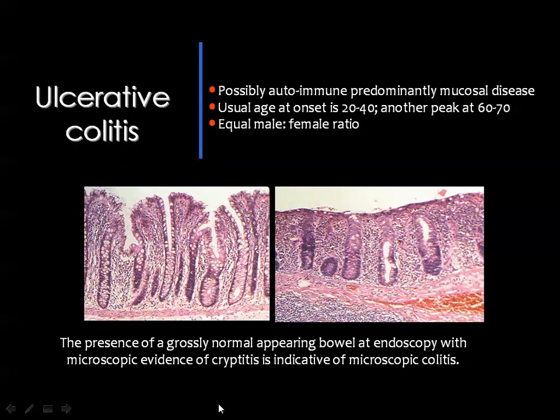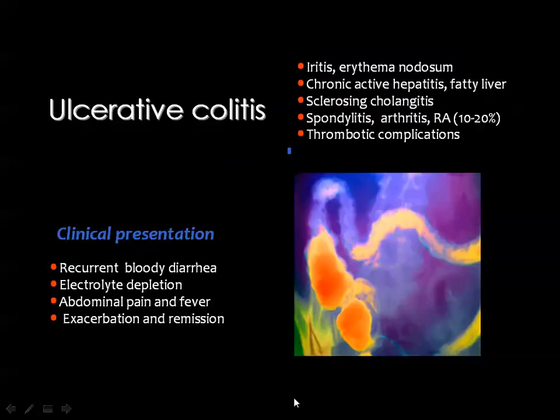Then we came to a well-known inflammatory disease of the colon, which is ulcerative colitis, and this is possibly an autoimmune disease predominantly affecting the mucosa. The usual age of onset is about 20 to 40 years, and it may also be seen in older patients. It has an equal male to female ratio, and this is the normal mucosa, of course, and the mucosa of the colon in cases of ulcerative colitis, and you see the severe damage of the mucosa.